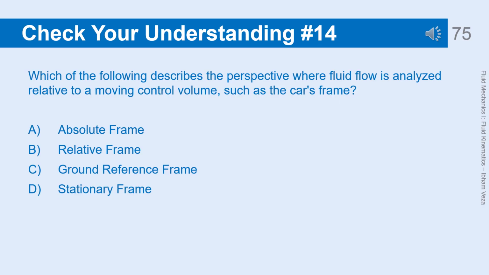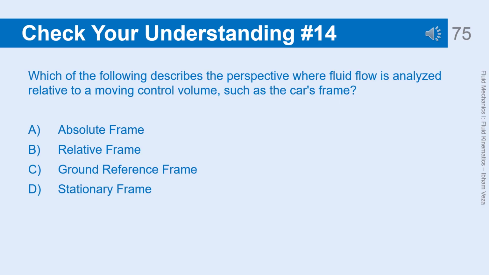A. Absolute frame. This is incorrect because the absolute frame involves observing fluid flow relative to a stationary reference, such as the ground, not a moving control volume. B. Relative frame. This is the correct answer, as the relative frame shifts the perspective to a moving control volume, such as the car's frame, where velocities are adjusted based on the movement.